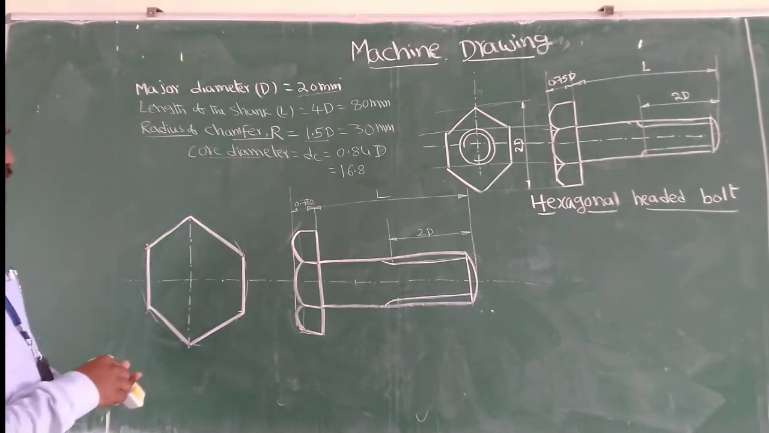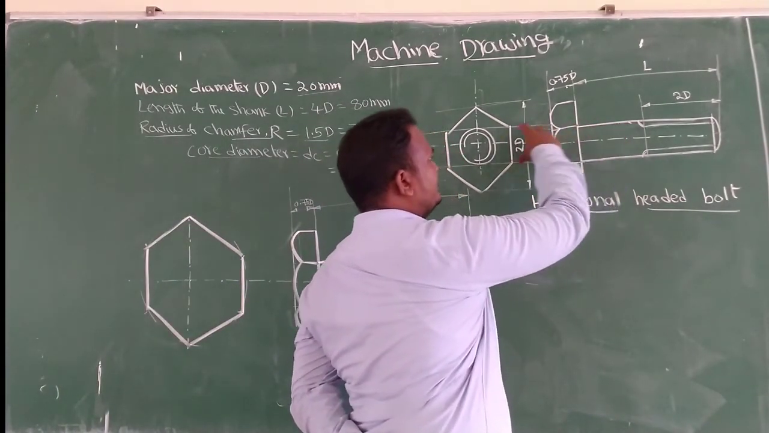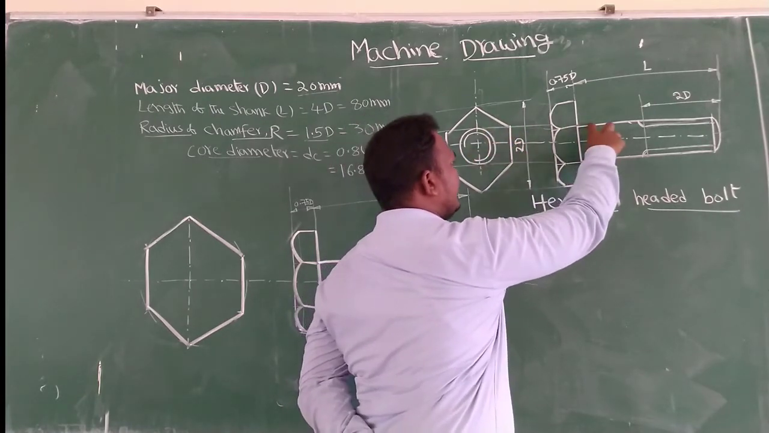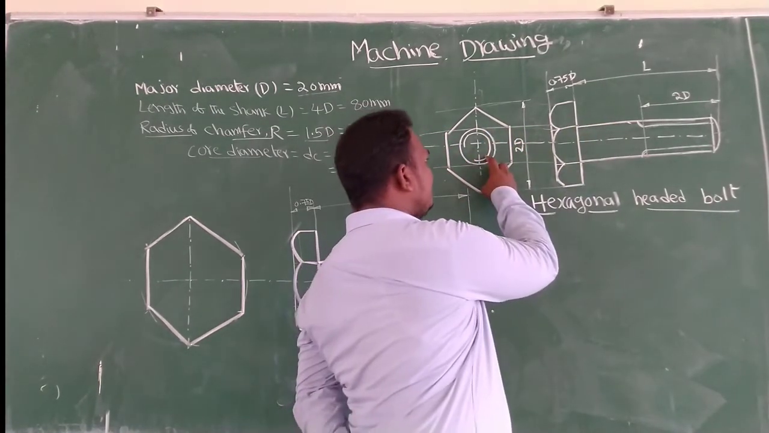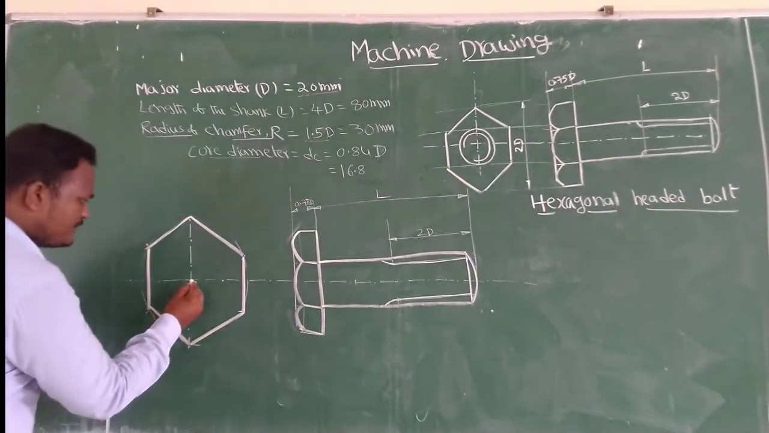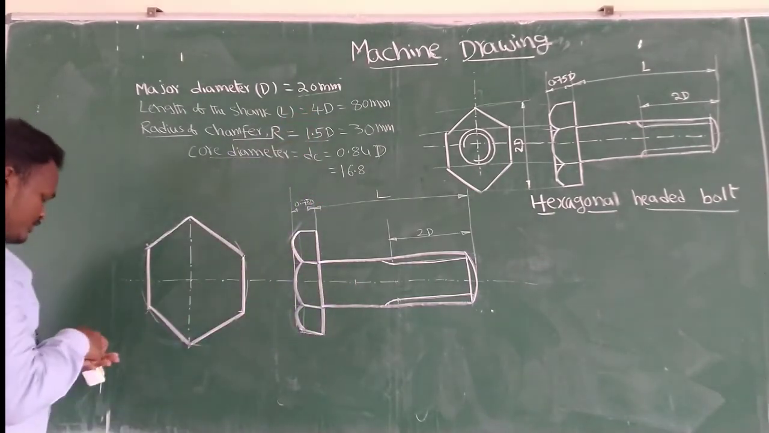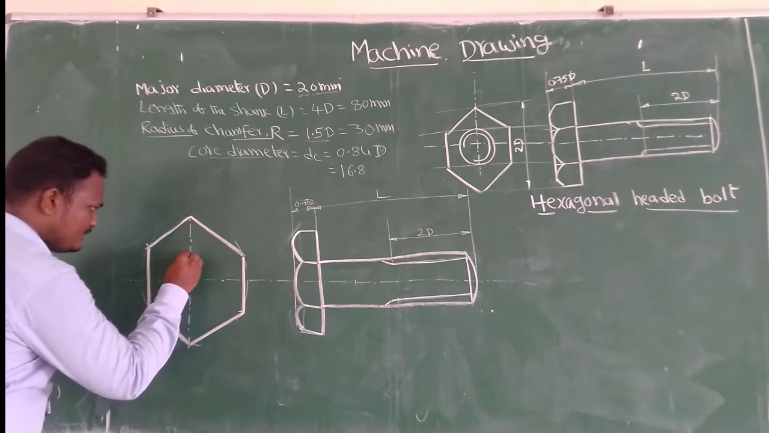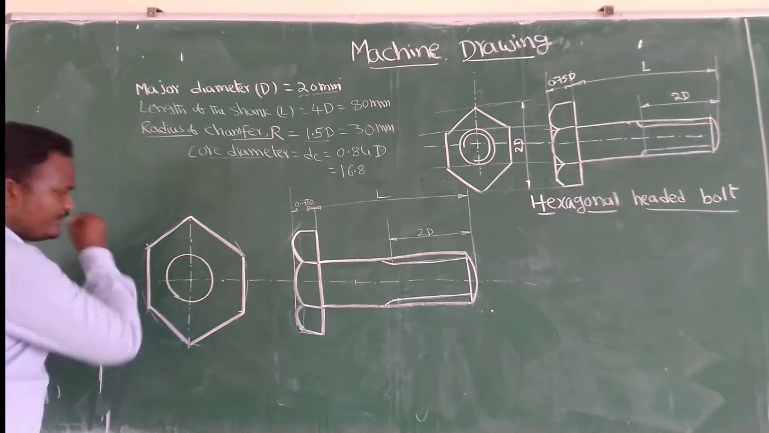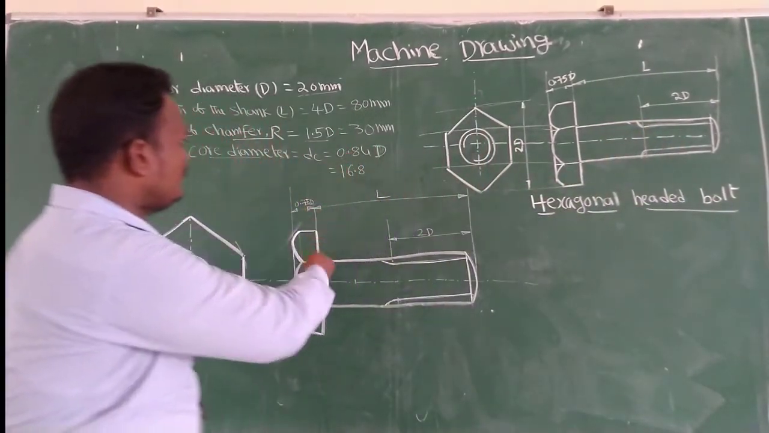Okay, so this diameter, if you extend like this, you will get this circle. This circle is nothing but the diameter. This internal circle that is there is the core diameter. Okay, take this point as a center. The D value we know is 20 mm. So 20 mm means 10 mm radius. Draw a circle.